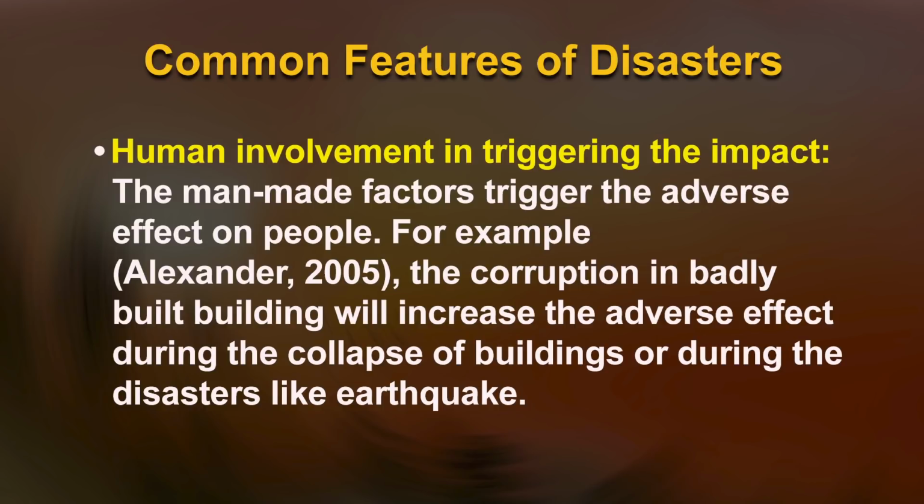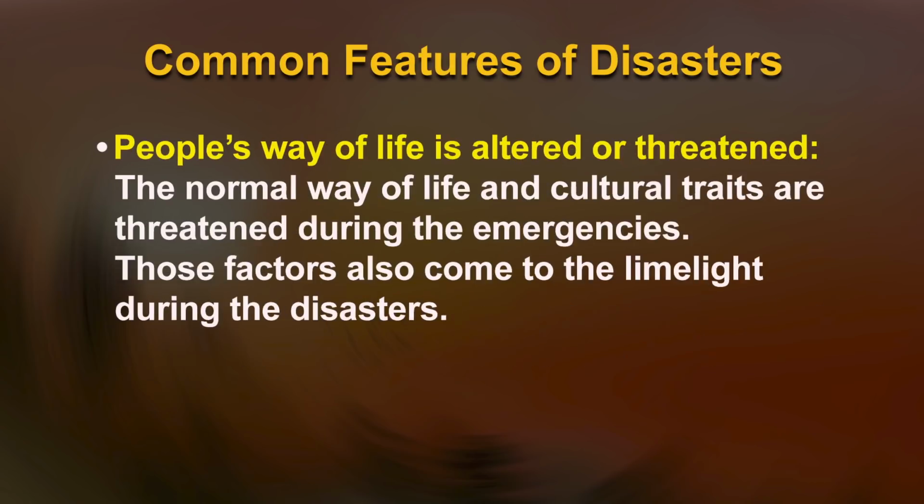Human involvement in triggering the impact. The man-made factors trigger the adverse effect on people. For example, the corruption in building will increase the adverse effect during the collapse of buildings or during disasters like earthquakes.